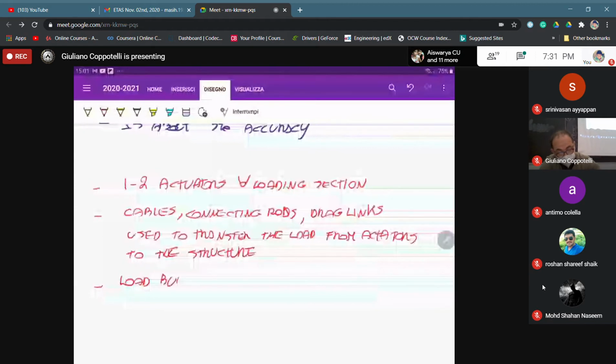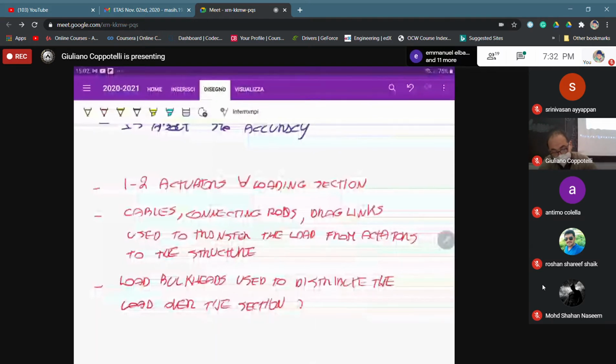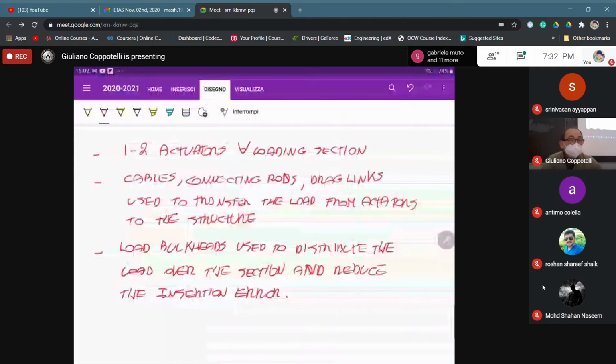And load bulkheads are used to distribute, of course, the load over the chord, over the section, and reduce the insertion error. Okay, maybe you can see here.